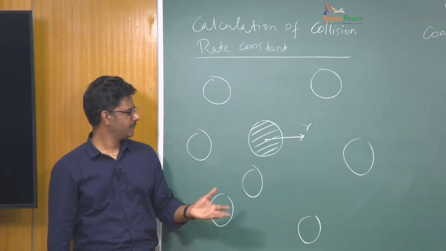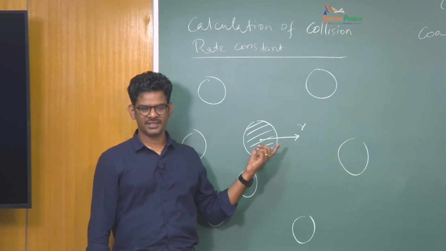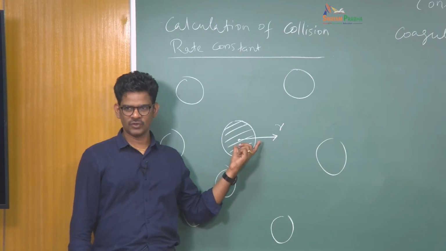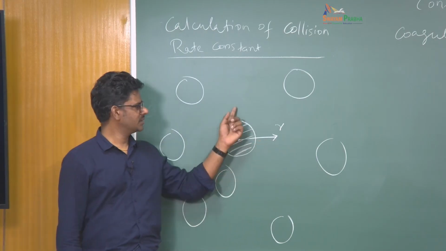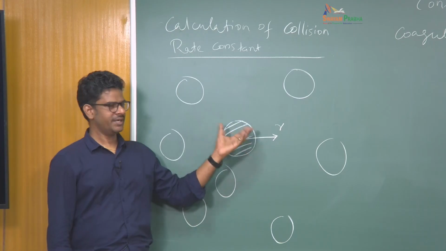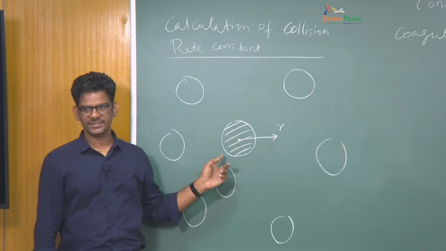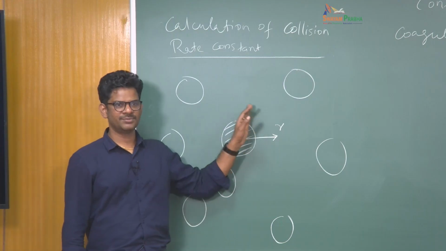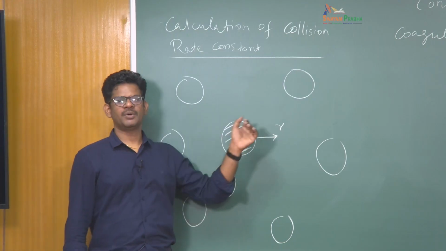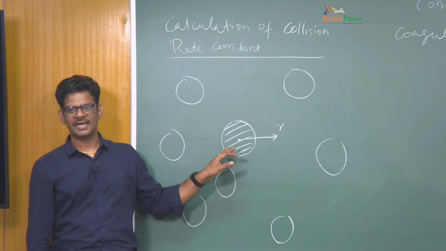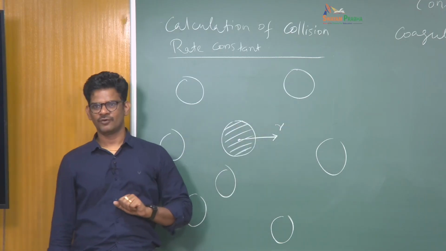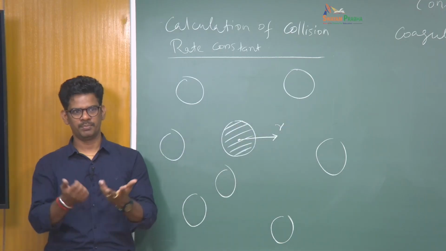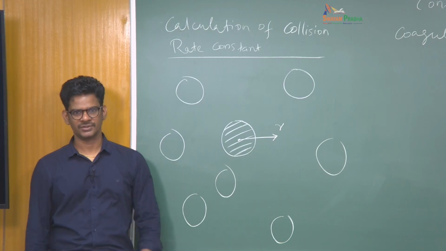In the first stage, we tag one particle, keep it frozen, and ask what is the rate at which the neighboring particles are colliding with this, which we can estimate. Then in the second stage, we remove the assumption that this particle is frozen, let it also diffuse about, and calculate the rate of collision between two particles. So that's the idea.